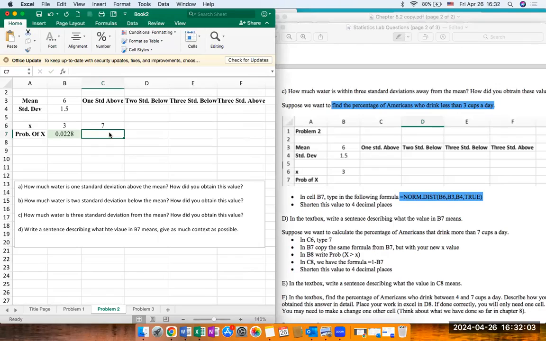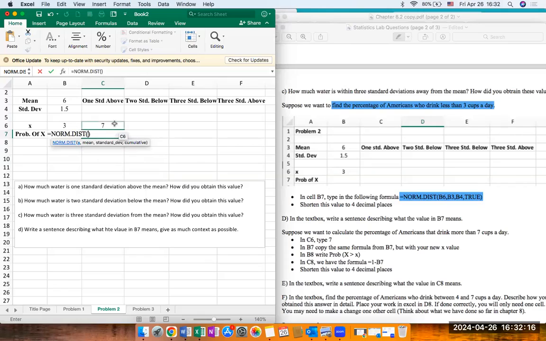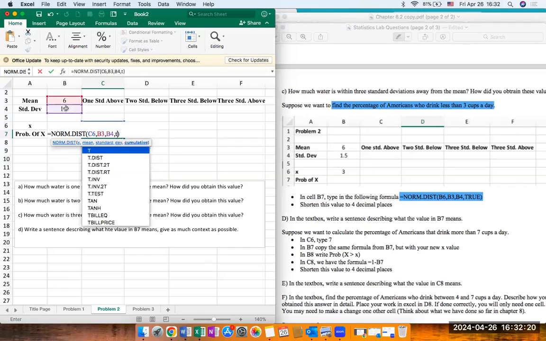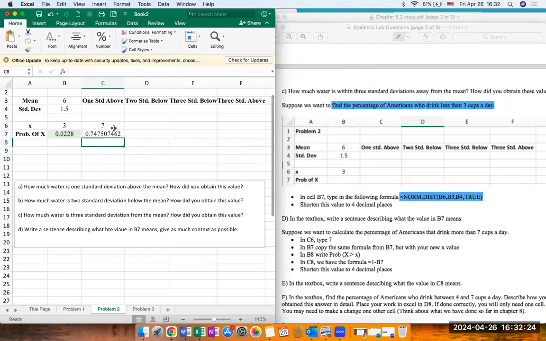So we could, if we wanted to, pull this over, but we would have to lock in cells. So it might be easier to just repeat it. Normal distribution, your X value, your mean, your standard deviation, and true. Oops, I already had a there. And again, let's shorten this a little bit. Now, this is the probability, right?